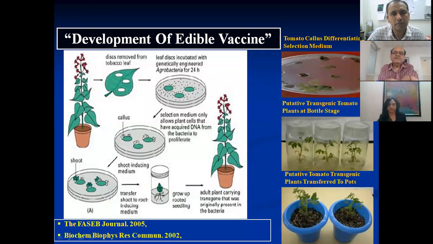Then, a development was taking place that if you express the protective antigen in plants, you can make an edible vaccine, particularly for animals. So first we did a model study in a model plant, tobacco, and it was successful. But tobacco, you cannot ask animals or human beings to chew, otherwise they will be intoxicated. So we put this gene into tomatoes.